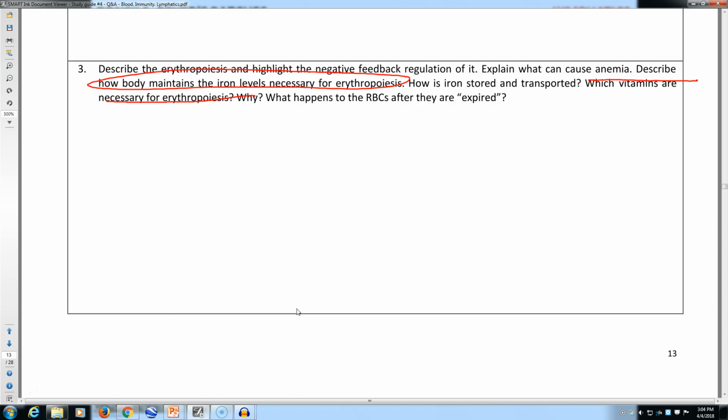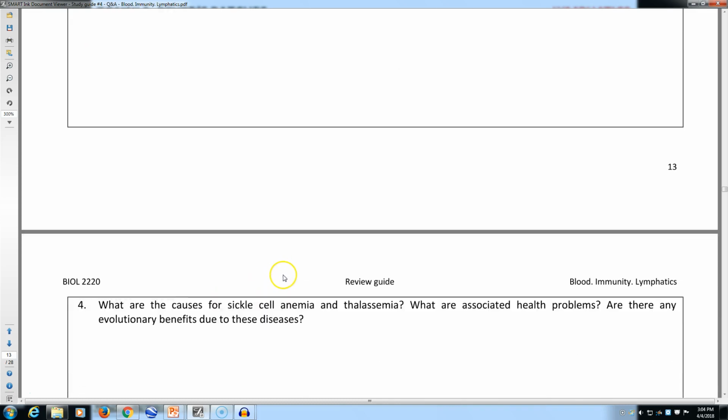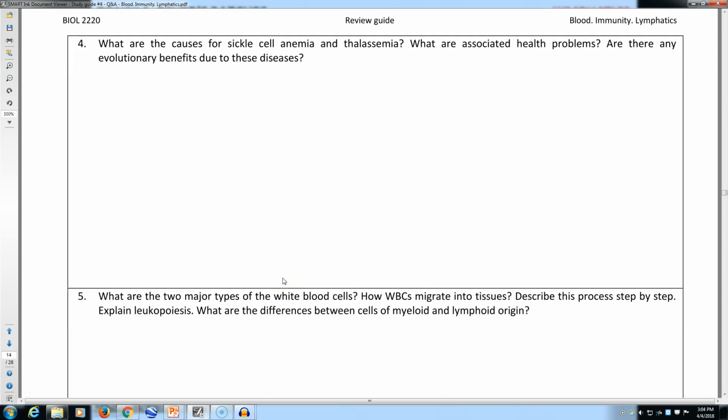Okay. After RBCs expire, they go where? Spleen. They die there. Sickle cell anemia, thalassemia. Mutations, associated health problems, many. Focus mostly on sickle cell, okay? Because we discussed it more. I can ask you what happened.